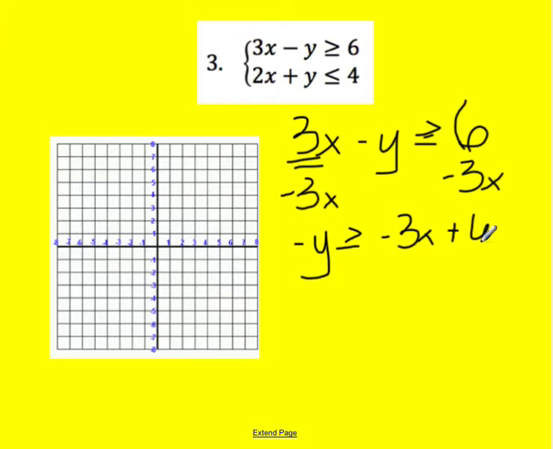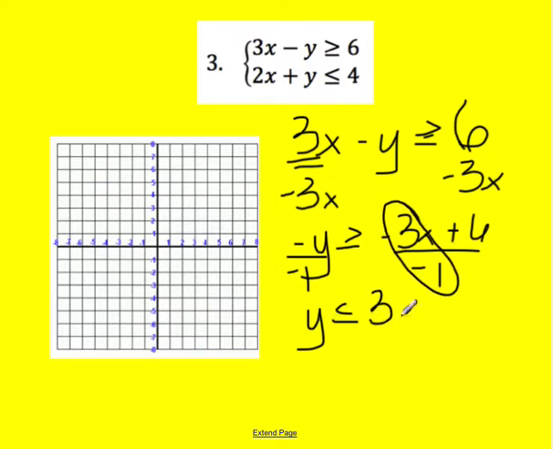Okay, so now I don't want to know what negative y is. I want to know what y is. So I'm going to start by dividing both sides by negative 1. So when I divide by a negative, I really need to remember to flip that inequality symbol. And when I flip that inequality symbol, I've taken into account the fact that I divided by a negative. Well, negative 3 divided by negative 1 is going to give me positive 3x. 6 divided by negative 1 is going to give me negative 6.